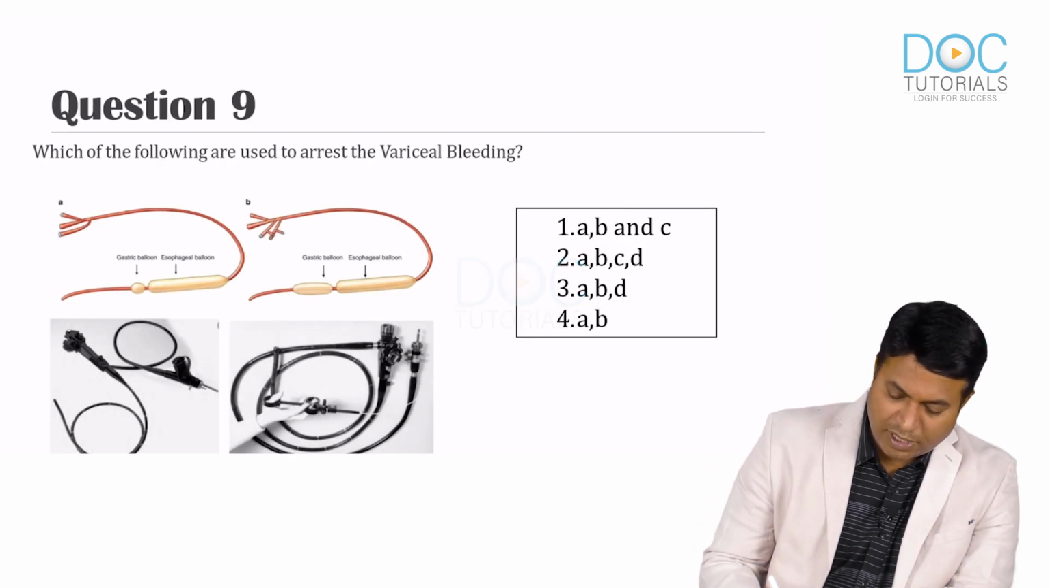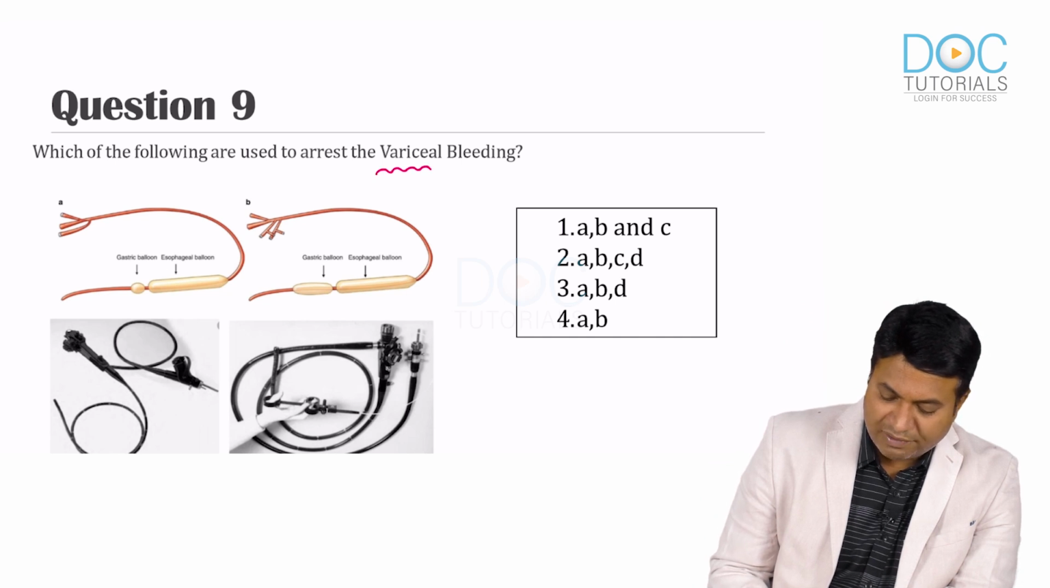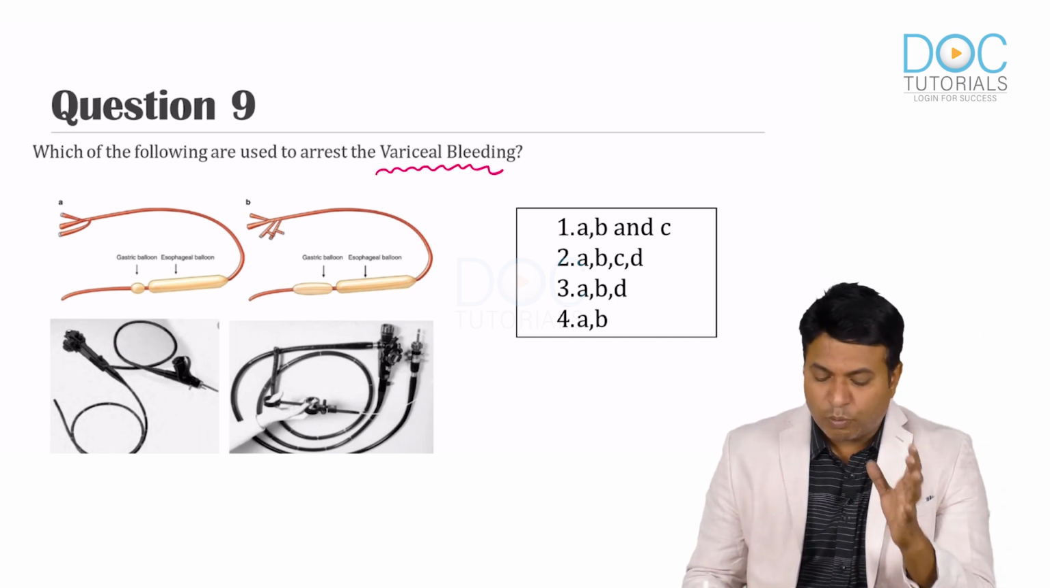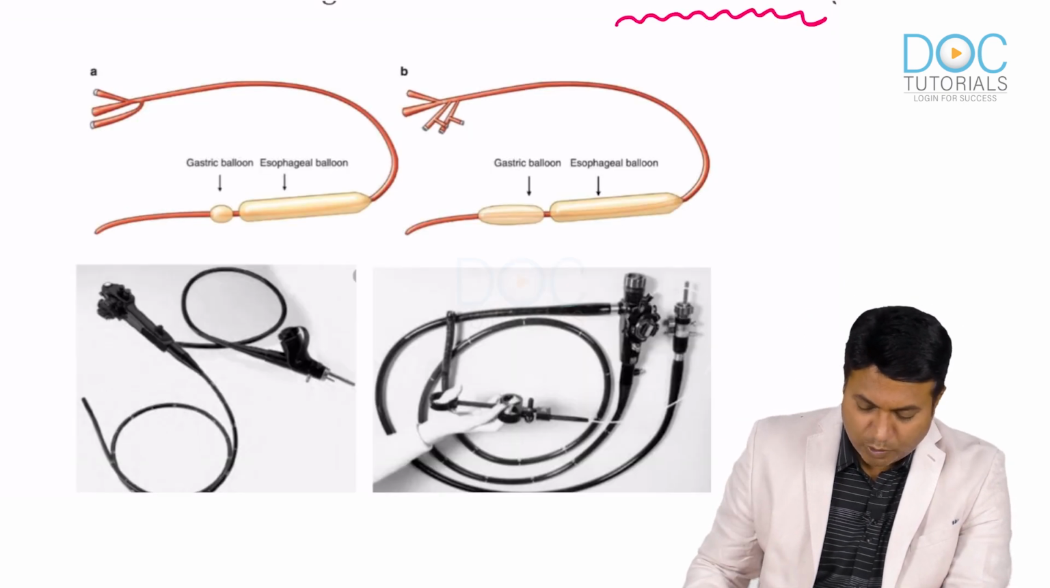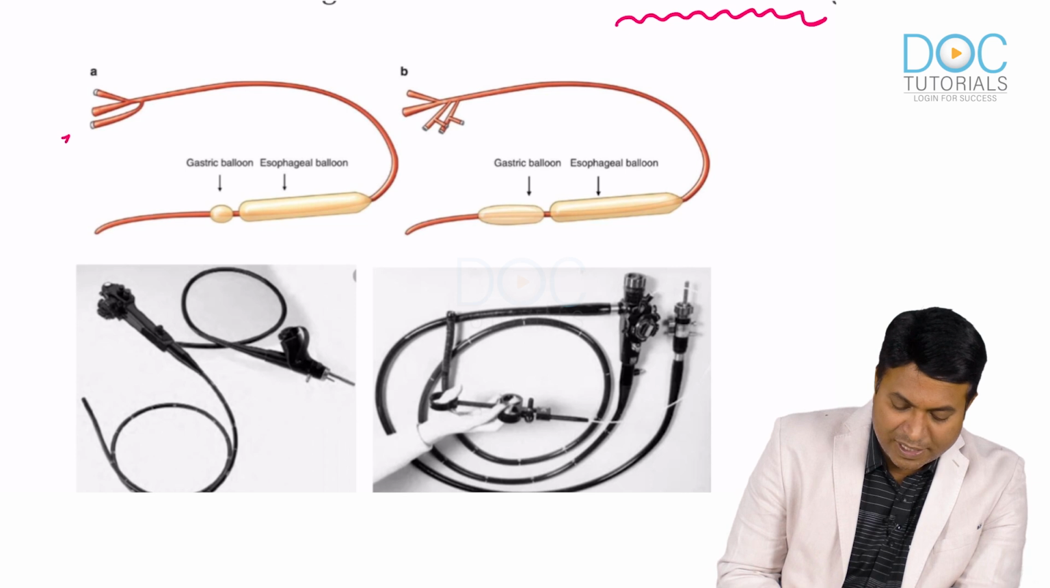So this is a classical question from Sabiston. This question asks which of the following is used for arresting variceal bleed in portal hypertension. We have shown many tubes here. Please see the first tube. The first tube is having 3 lumens.